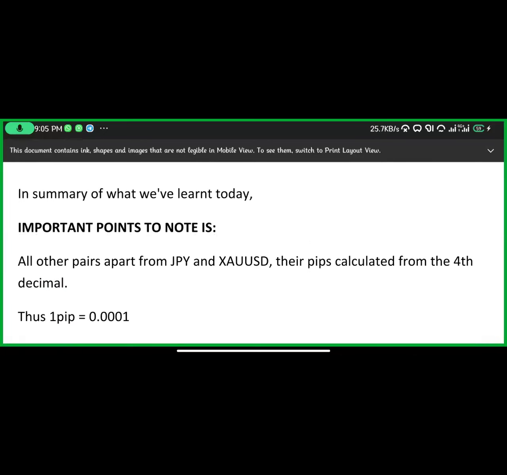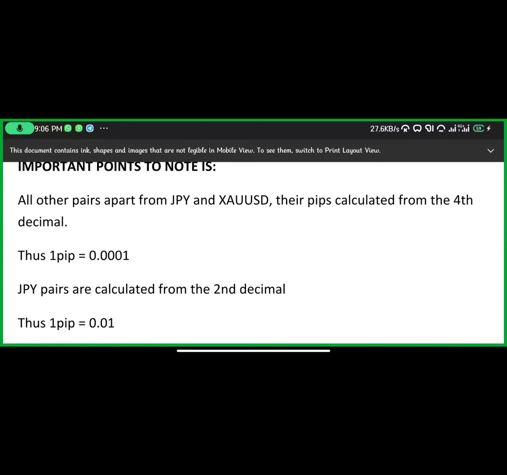And these are our day 3. You can see that we are going gradually. As we are going gradually, we are understanding the concept as well. These are the critical points, the scenario parts we need to understand. Now, let's continue. These are the important points you need to note. All other pairs apart from JPY and gold are calculated from the 4th decimal. That is, 1 pip is equivalent to what? 0.0001. For any pairs apart from JPY and gold.